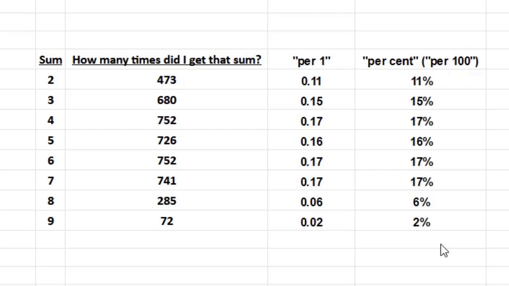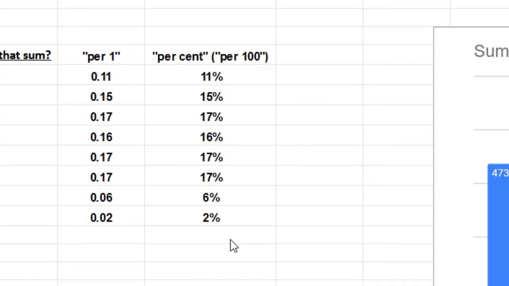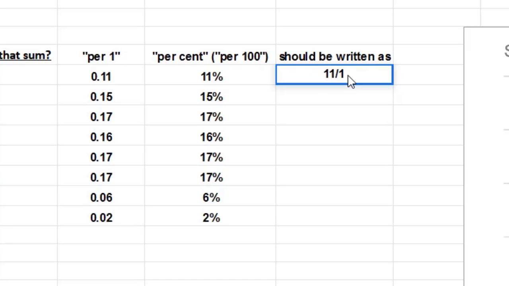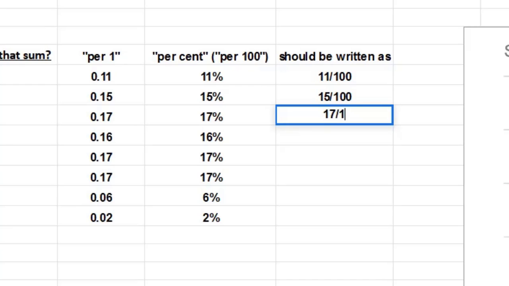The main complaint I have about the percentage symbol and why I don't like it all that much is that it hides the fact that there's actually a denominator that should be written there. For example, 11% should be written as 11 over 100. 15% should be 15 over 100. Oops, I forgot the 100 there. 17% should be 17 over 100. 16. You see what I'm getting at here?